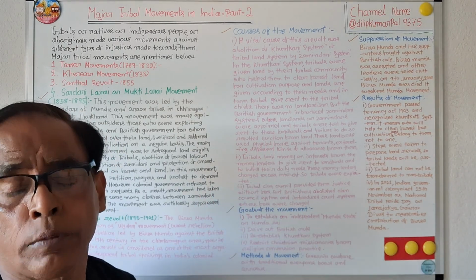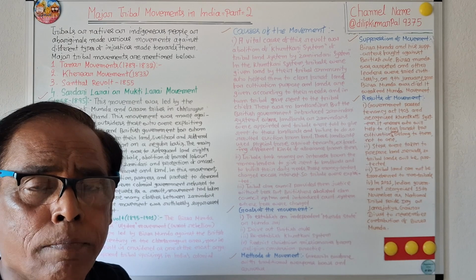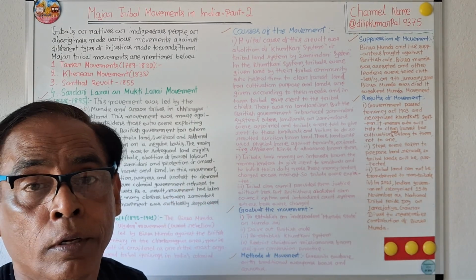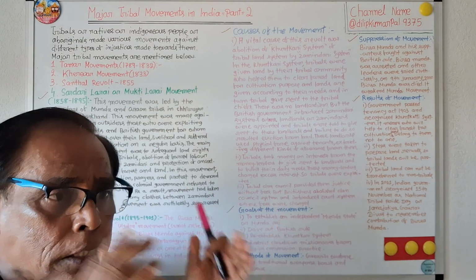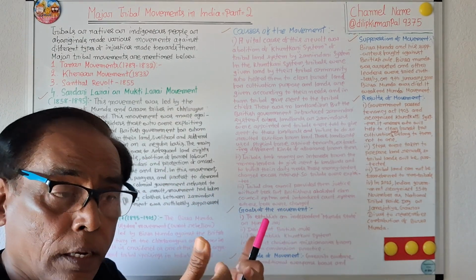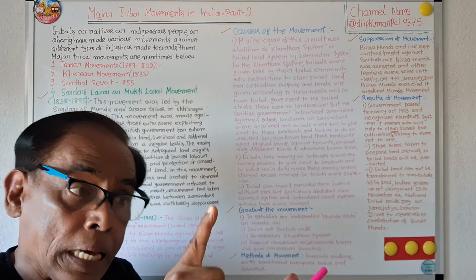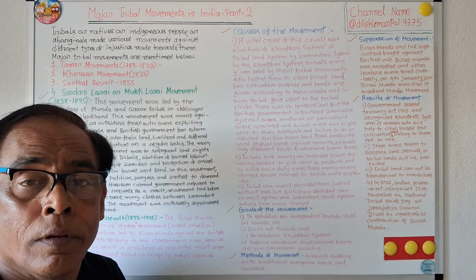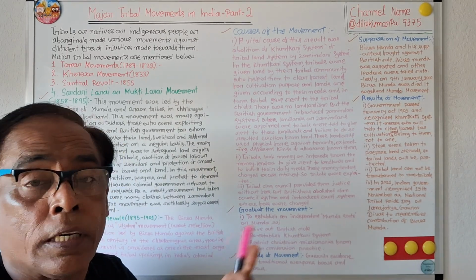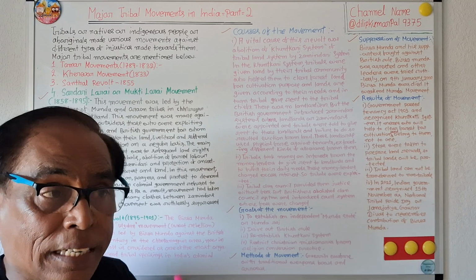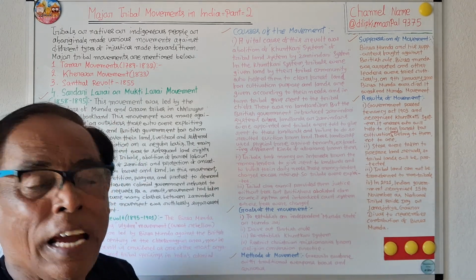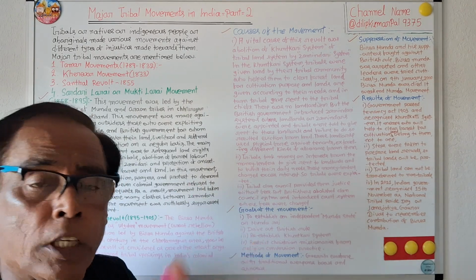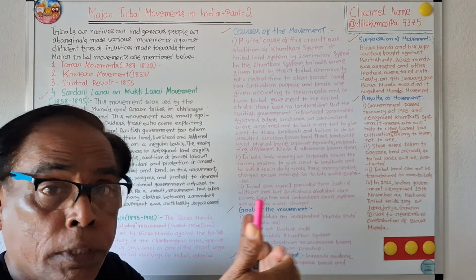The first cause of this tribal movement was the abolition of the Khuntkatti system by the British government and the replacement of it with the Jomidar system. In the Khuntkatti system, tribals are given land by the tribal community and pay rent to the tribal chiefs. It was abolished, and the British introduced the Jomidar system.